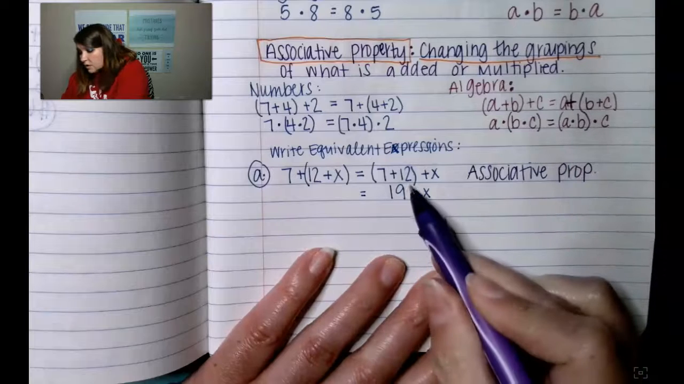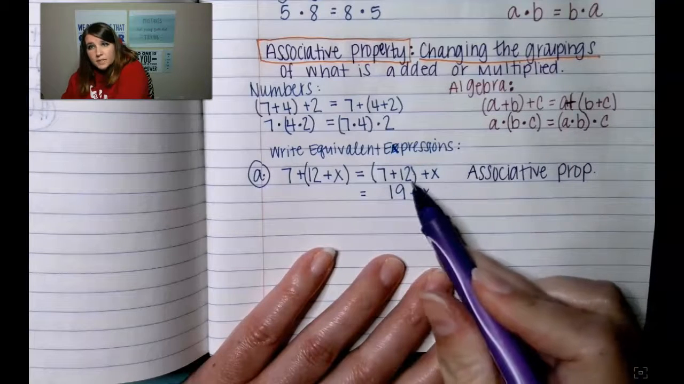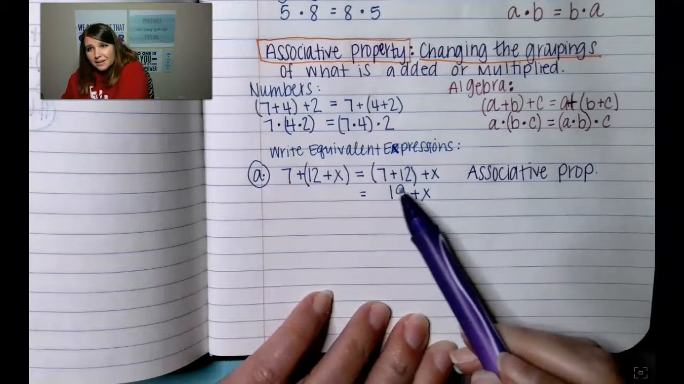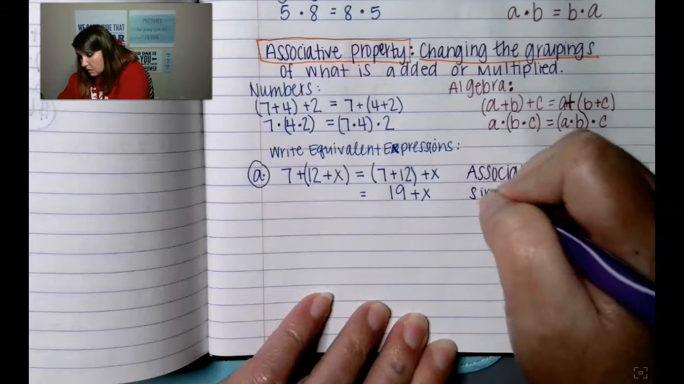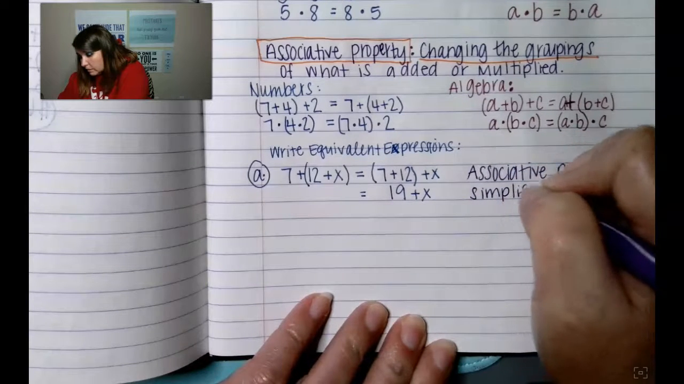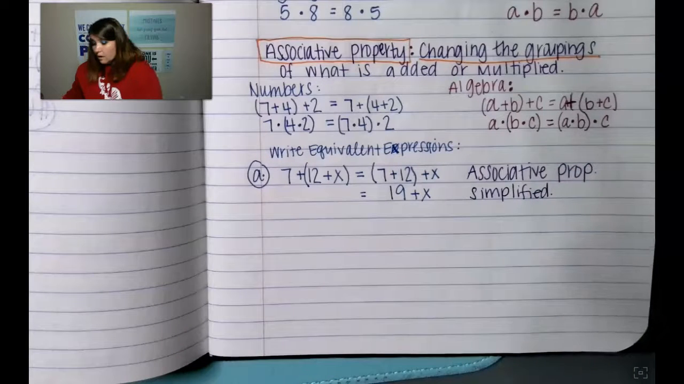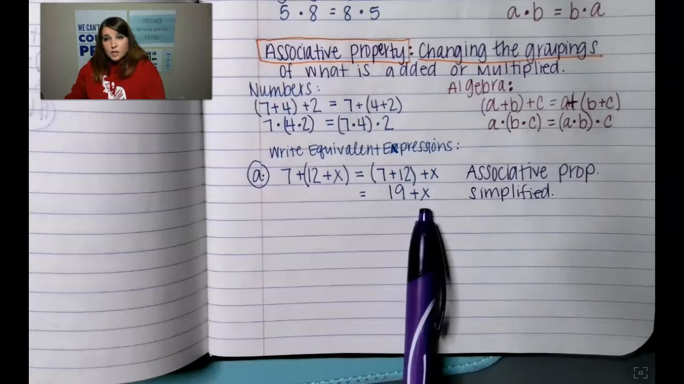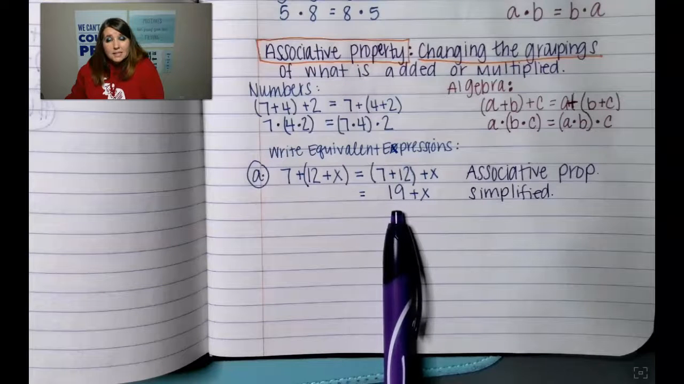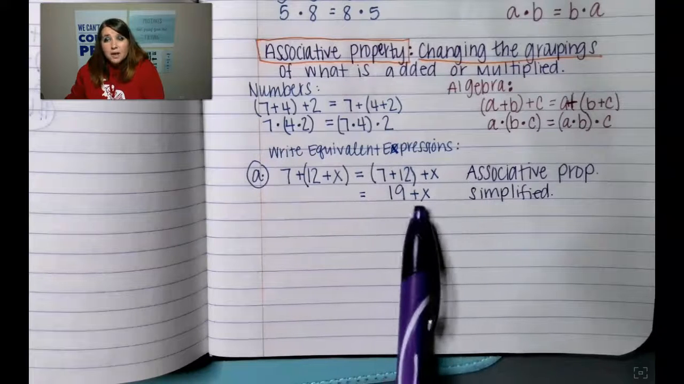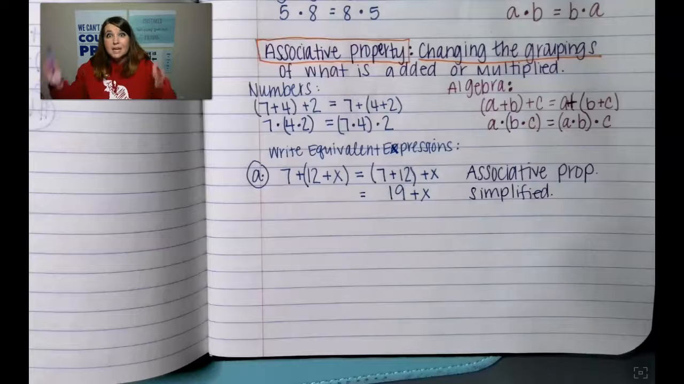I used the associative property and moved my parentheses around, and then I simplified. And I got 19 plus X. Do not add the X into 19. I can't add the X into 19 because I don't have a value for X. The X must stand alone until we know what X is. We don't know, so we're going to leave it be. It's fine. It's done. Don't touch it.